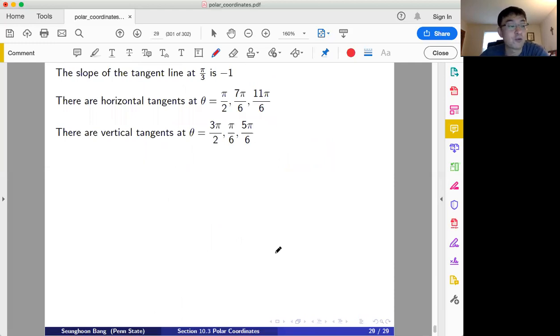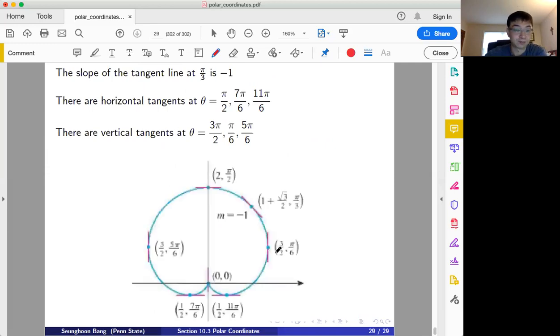I can check whether this is true or false. You can draw the graph. The original graph is r equals 1 plus cosine theta. Does it make sense? Here the angle is pi over 3, and the tangent line slope is minus 1. We have 3 horizontal tangent lines: this one and this one. Yes, pi over 2, 7 pi over 6, 11 pi over 6.